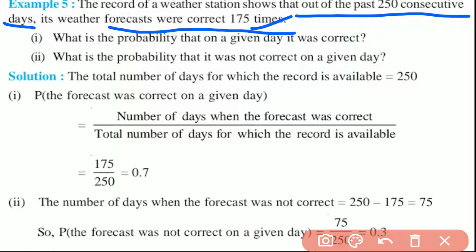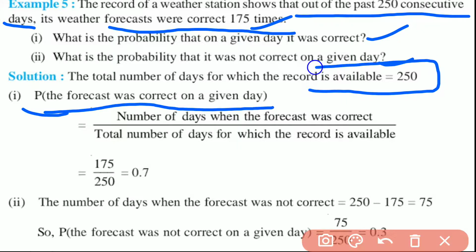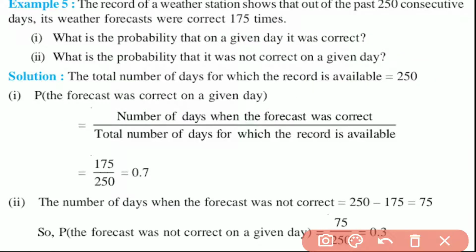What is the probability that the forecast on a given day is correct? The second question asks the probability that it is not correct on a given day. We go with the positive scenario first, children, when the forecast was correct on the given day. The probability is P, and the total number of days forecast was 250. The number of days the forecast was correct, divided by the total number of days for which the record is available.